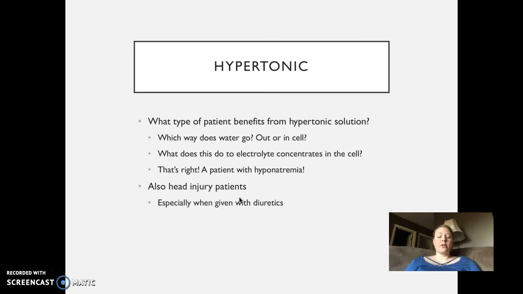Patients with head injuries also benefit from this type of therapy, especially when given with diuretics, because the water is moving out of the cell into the extracellular fluid space. So it's kind of shrinking those cells and decreasing the pressure in the head. It's really great when given with diuretics because the patient is able to just pee all of that fluid out, so it's not remaining in circulation.